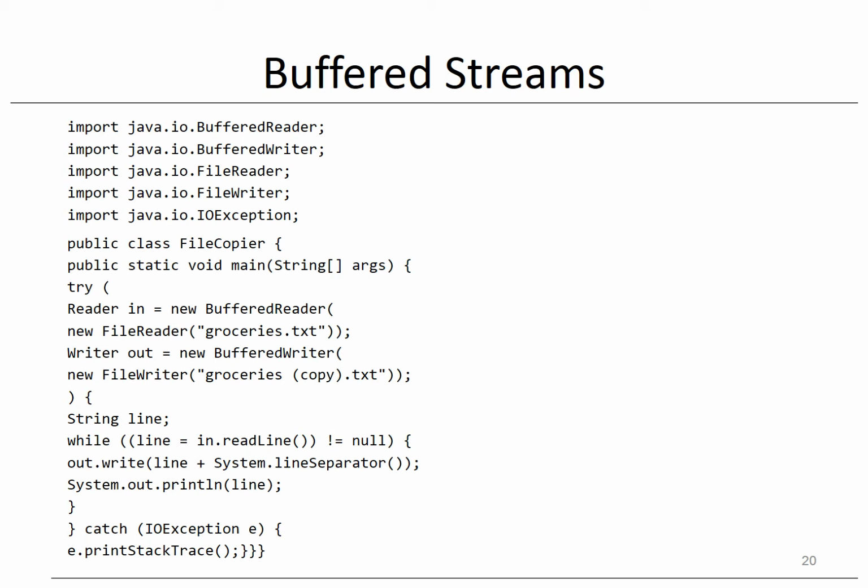Note that these classes wrap around normal reader and writer classes, or in our case, FileReader and FileWriter. The rest of the program now reads data line by line. Note that the new line terminator will be stripped from the read line, so we use System.lineSeparator to add a platform-dependent line ending when writing the line to the output file. Note also that the readLine method returns null when the end of a stream is reached.